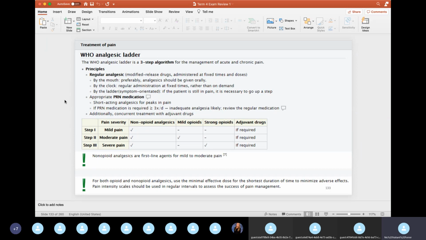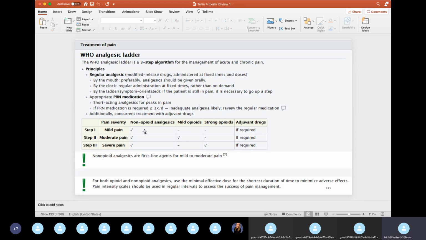Okay, so first, the high yield point. If it's just like 1 or 2 in the pain scale, try non-pharmacologic first. It's a massage, chiropractor, something non-pharmacologic, okay? And then if it worsens, it's still there. Now it progresses to mild pain. You add non-opioid analgesics. That's the first line agent for mild to moderate pain, right? And then for moderate pain, you just add a mild opioid. If it's severe, you add a strong opioid.